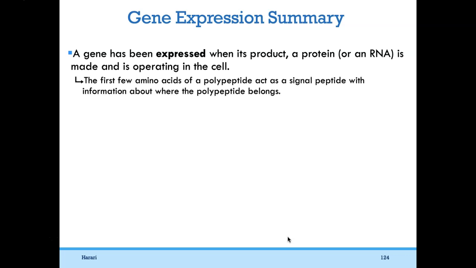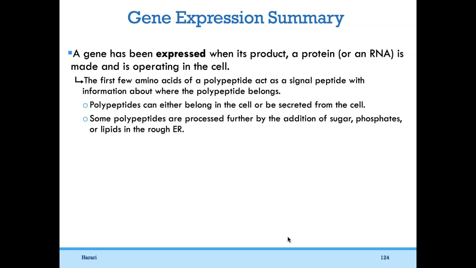The first few amino acids of a polypeptide act as a signal. It's called a signal peptide. And that has information about where the polypeptide belongs. Does it belong in the endoplasmic reticulum? Does it belong to be secreted outside of the cell? Does it belong in the lysosome? Does it belong in the cytoplasm?